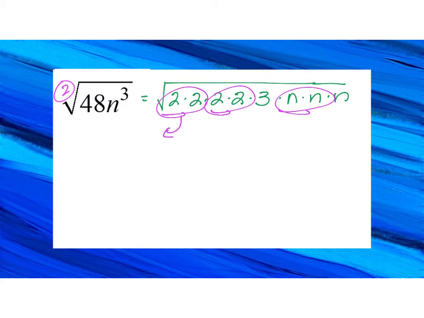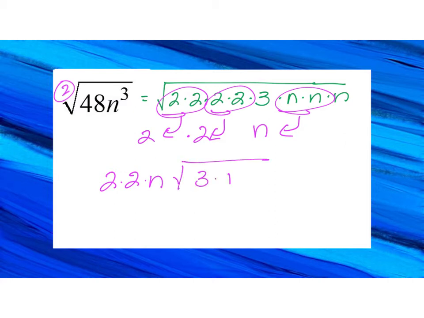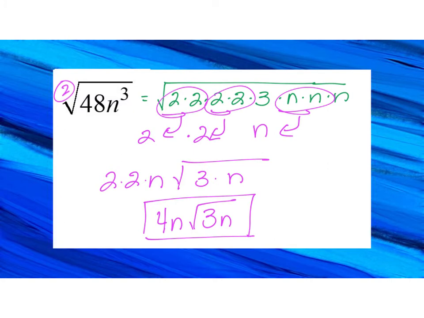So as I take those out, I have a 2 and an n. So taking those to the front, I have 2 times 2 times n, and I'm left with 3 times n under the radical. Now I'm going to start multiplying and simplifying further. 2 times 2 is 4, so this would be 4n, and then left under the radical I have 3n. So this would be as simplified as we can get it.